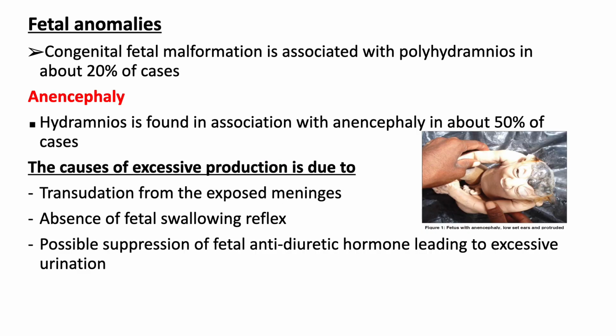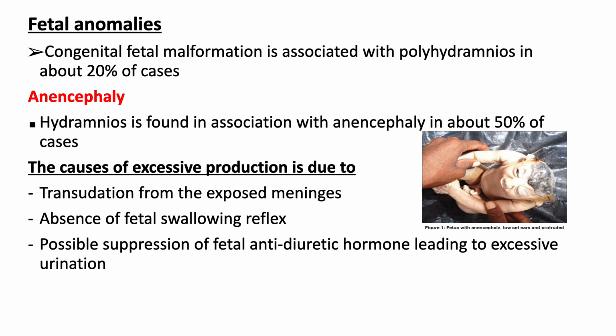Let's discuss in detail the etiological causes of polyhydramnios. So the first cause is fetal anomalies. Congenital fetal malformation is associated with polyhydramnios in about 20% of the cases. So there are certain listed congenital malformations which may be the reason for polyhydramnios. In that, the first one is anencephaly. Hydramnios is found in association with anencephaly in about 50% of the cases.